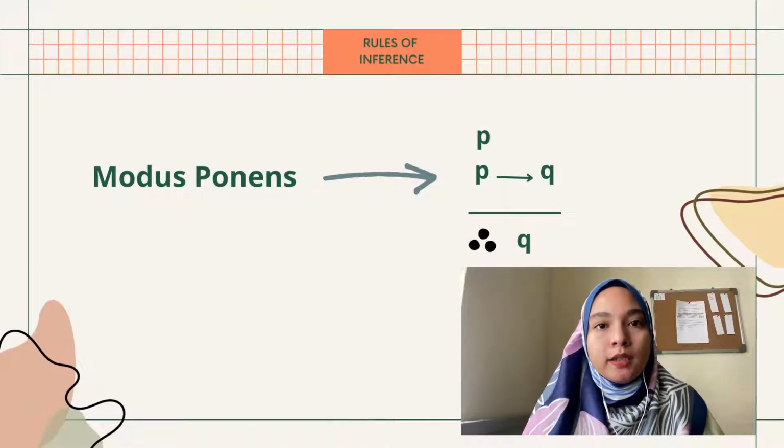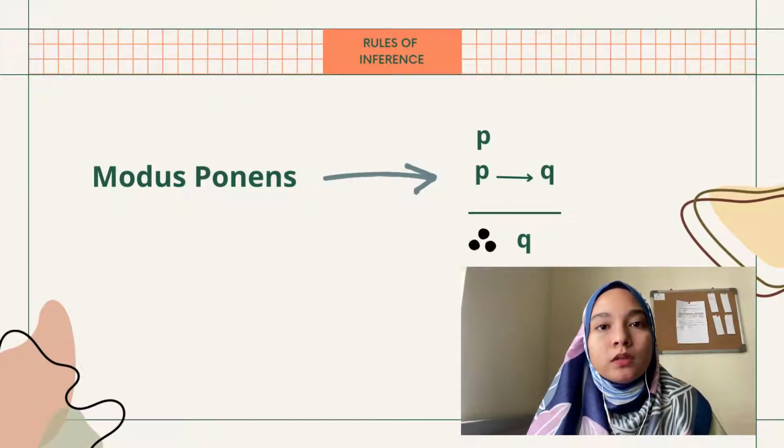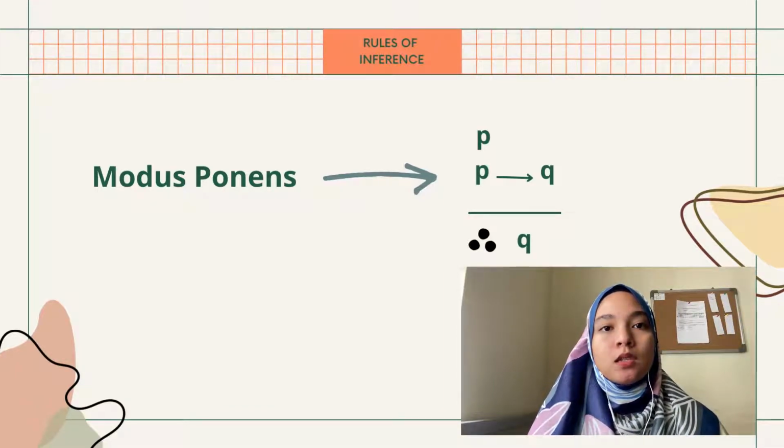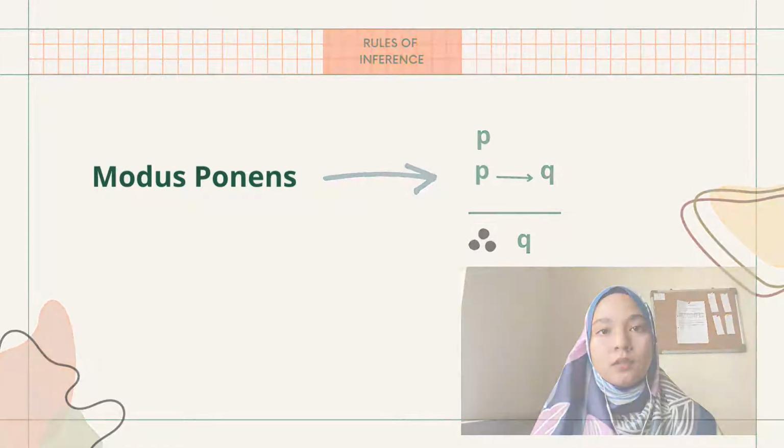For the next part, I will be talking about the rules of inference. There are 7 rules of inference. The first rule is modus ponens. When there are two premises and the first premise is P while the second premise is P implies Q, you take Q as the conclusion. But you need to make sure that P for both premises must be at the front, and you take the conclusion of the second premise as the conclusion.